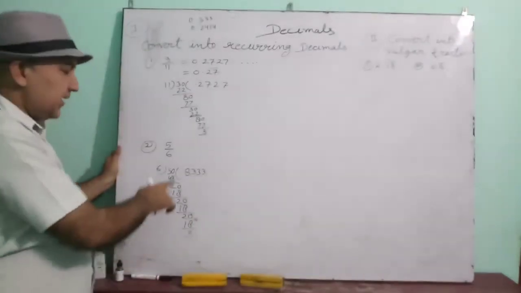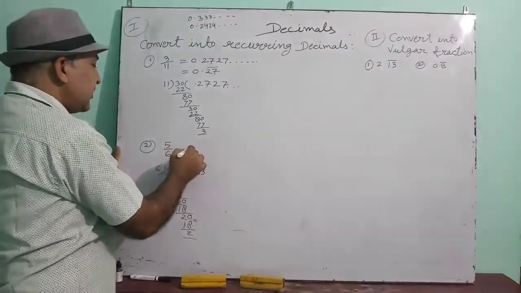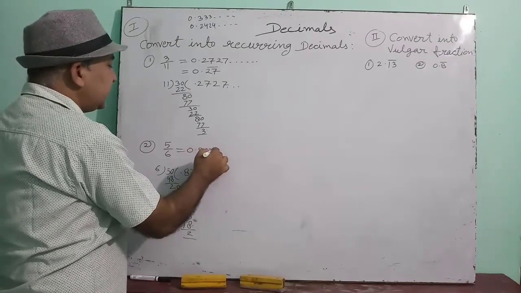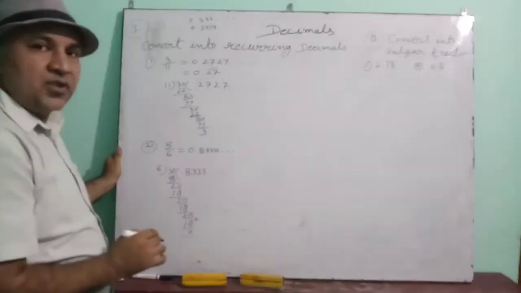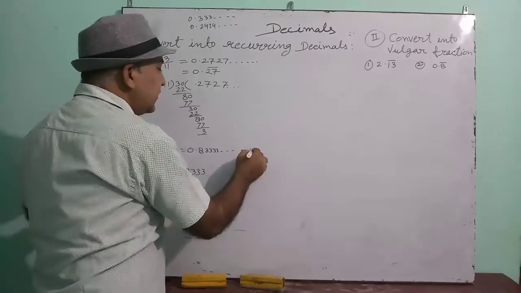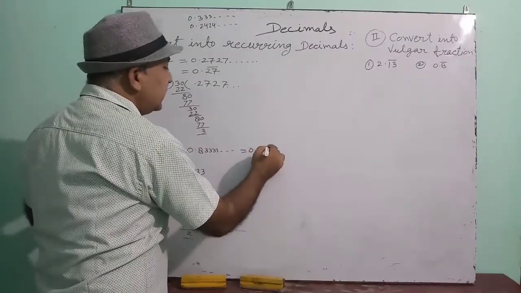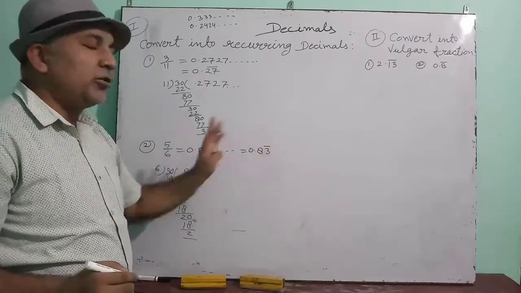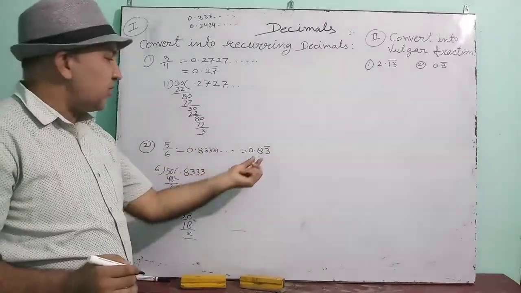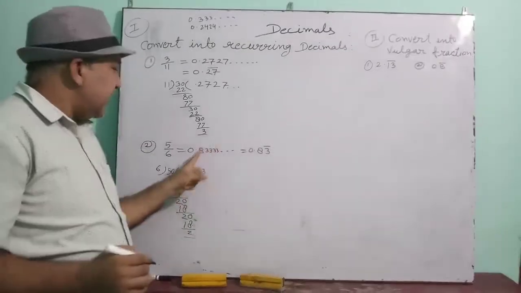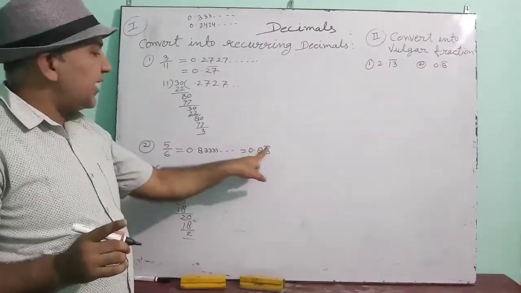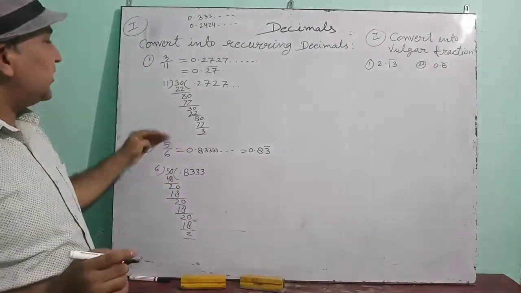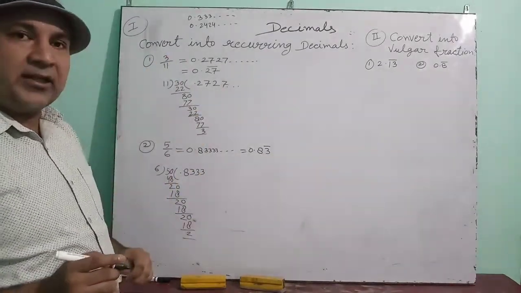Did you notice? Here 3 is repeating. So 5 upon 6 is 0.8333 and so on. So how will you write it? 0.83 bar. The bar will be written on 3 only. Understood? Because only digit 3 is repeating. 8 is not repeating here, so the bar will not be over 8. Understood? This is the method of how you convert into a recurring decimal.